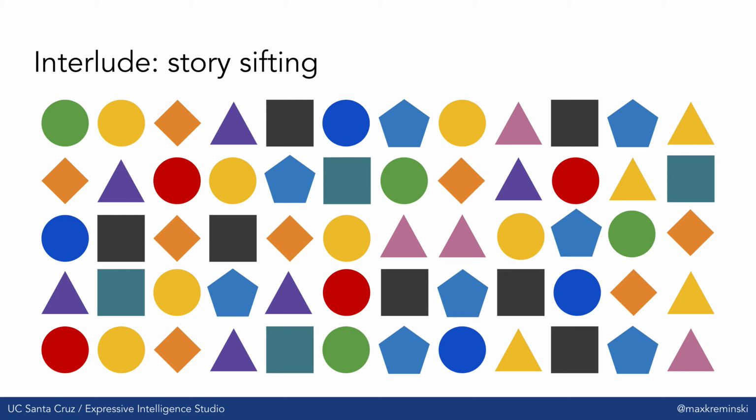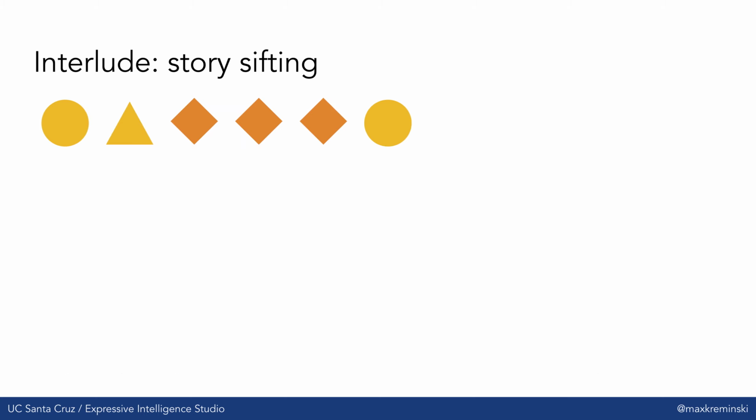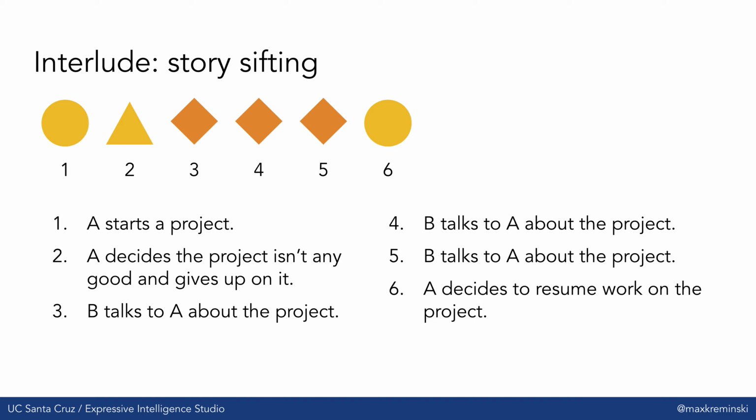Story sifting basically involves looking at these massive databases of events that have transpired, filtering them down to just the ones that match a certain micro-story pattern, and then raising these micro-stories to the player in some way that they can then interact with and weave into the story they're telling themselves.